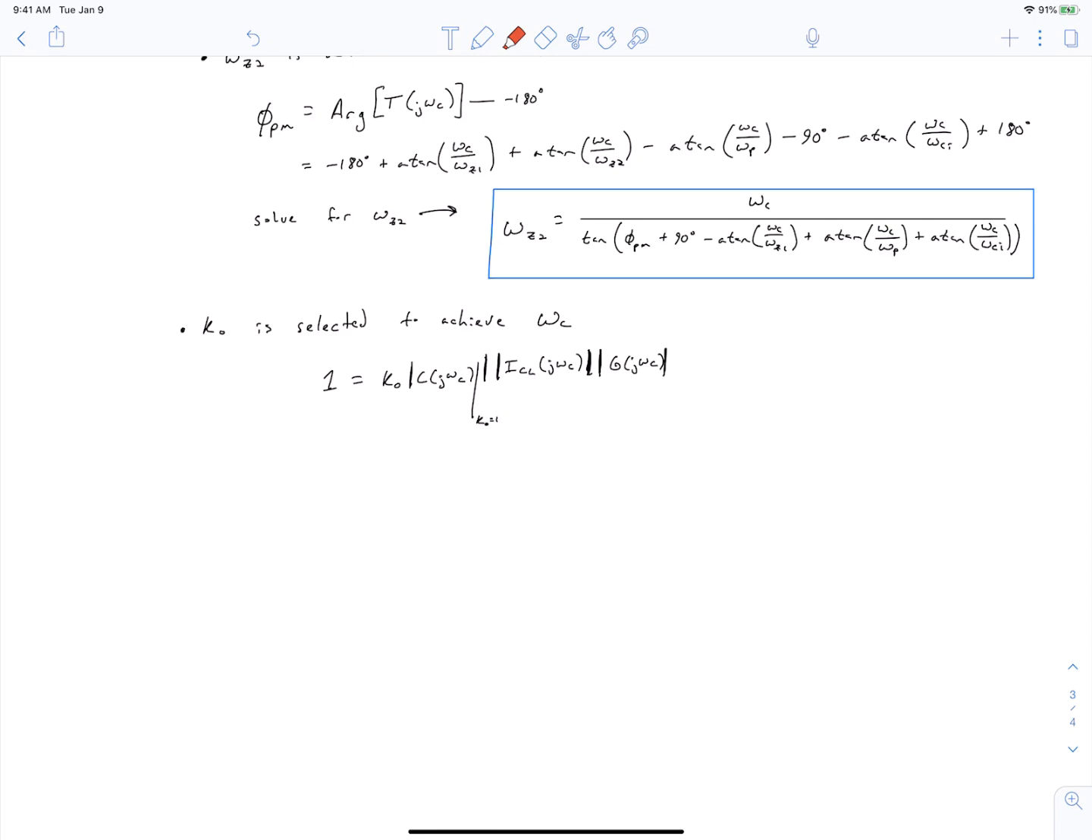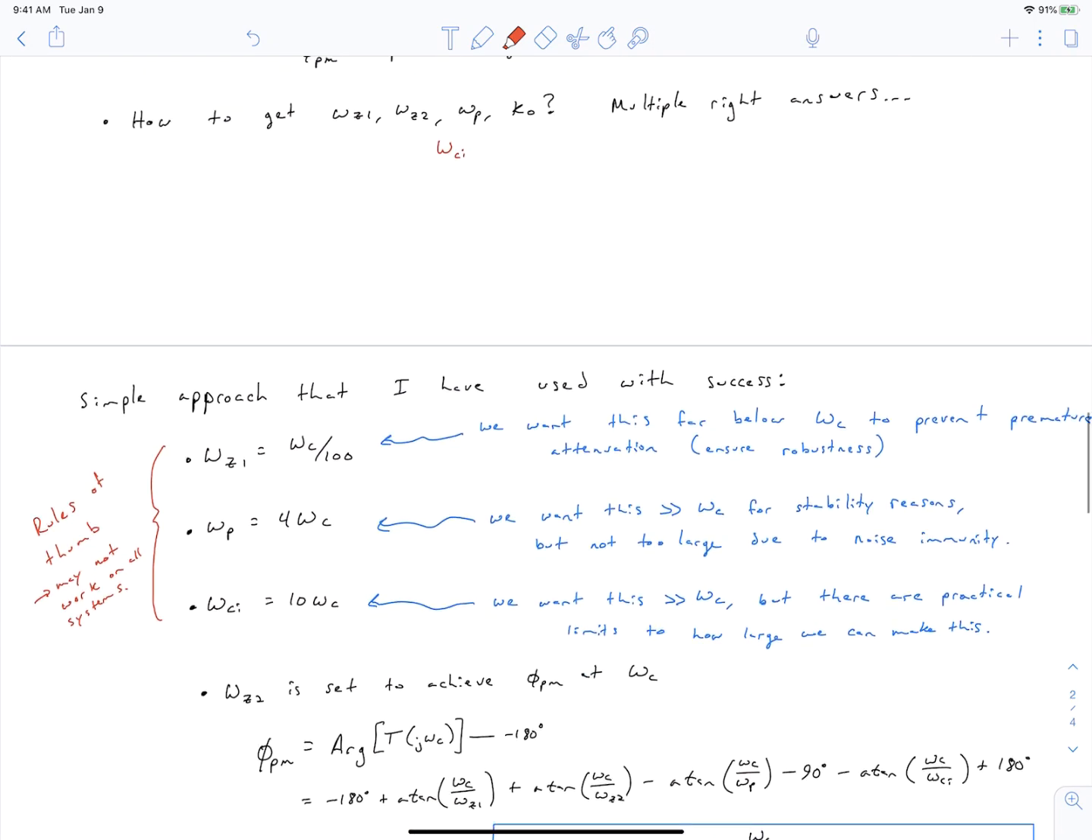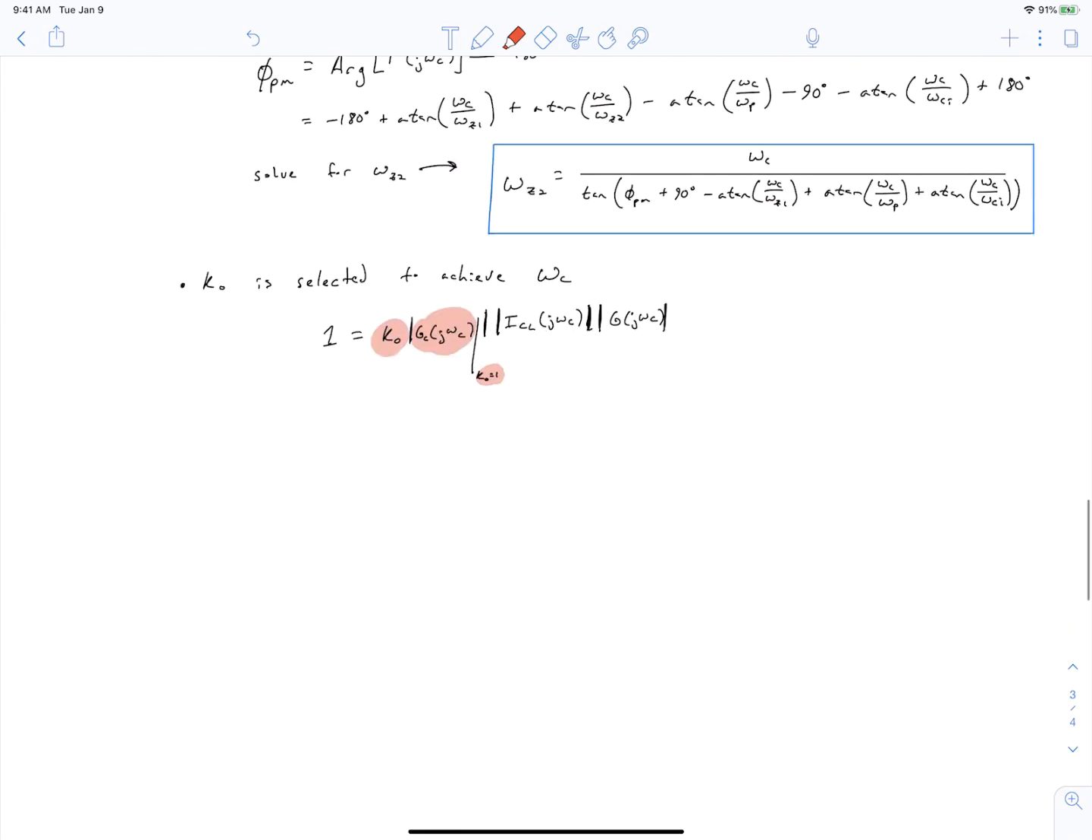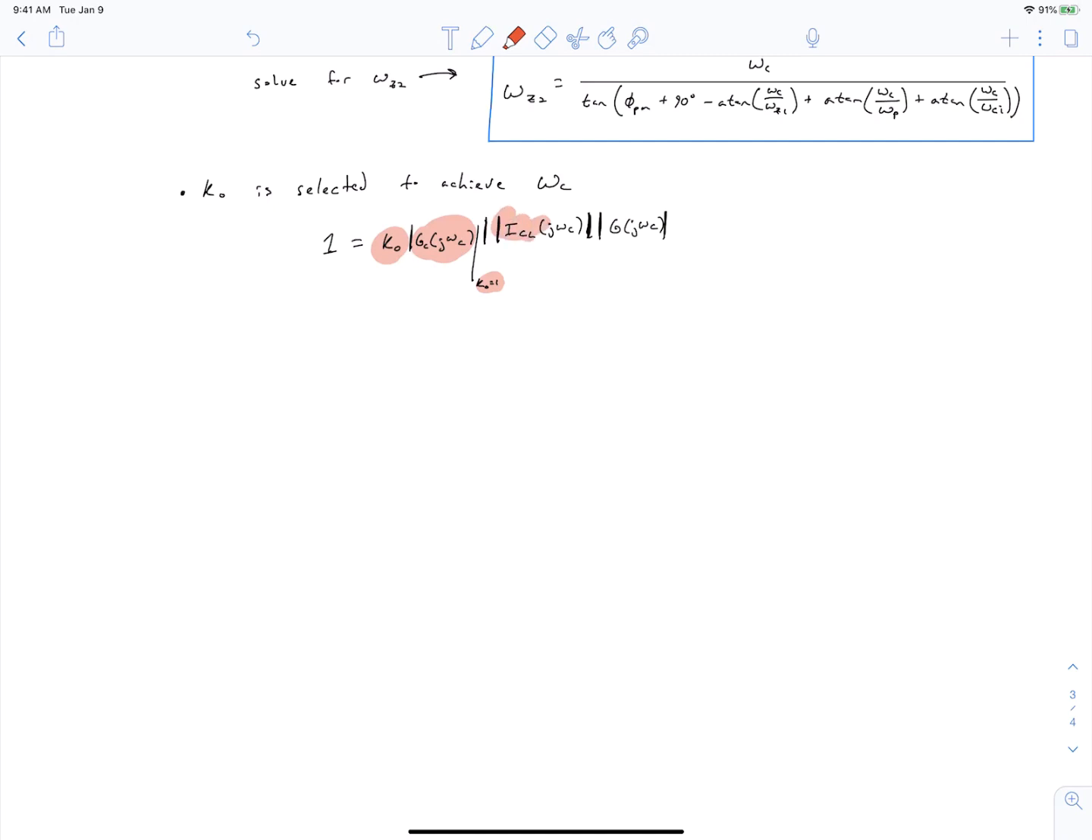And when I wrote this expression out, I'm noting that we can pull out K0 as being multiplied by our regulator transfer function when K0 is just set to 1. So if we take this transfer function here and set K0 equal to 1, that is the term that we're valuing the magnitude of. And then times the magnitude of our current regulator at omega C, and times the magnitude of our plant at omega C. So we know all these quantities at this point.